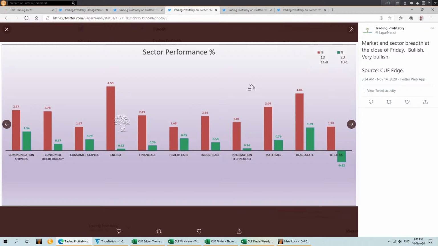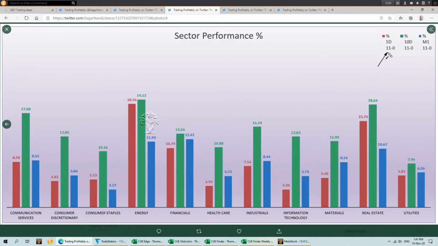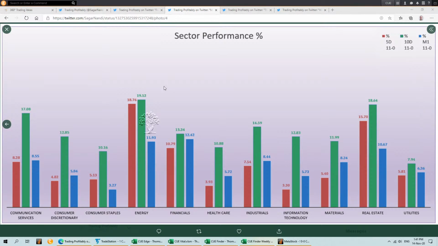But before that, some more charts from QEdge. Over 1 day, all the sectors are up. This is sector performance over 1 day and 2 days, that is Thursday, Friday. Over 2 days, 10 sectors up, only one down, that is utilities. Overall, it is very bullish. Over 5 days, all sectors are up. Over 10 days, all sectors up. Over 1 month, all sectors are up. So at the sector and industry level, if we use the real-time sector industry rotation analysis tool QEdge, it is very bullish.